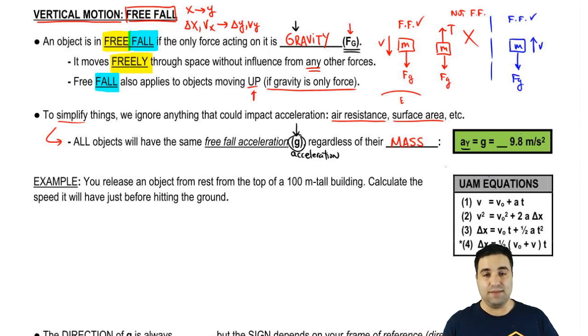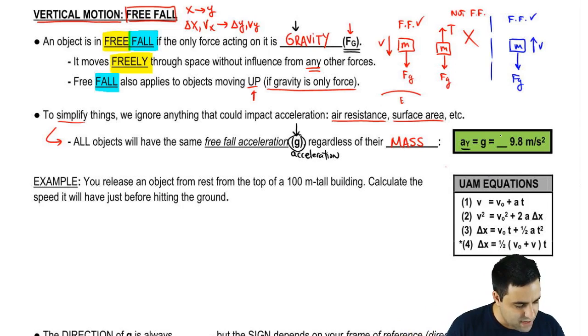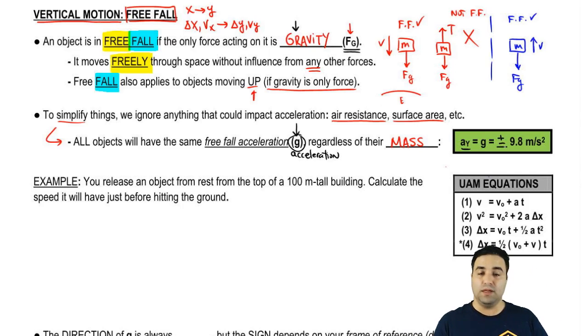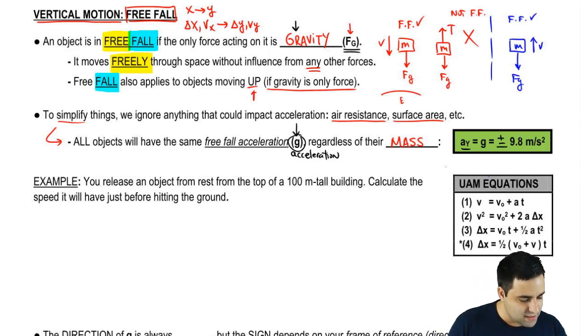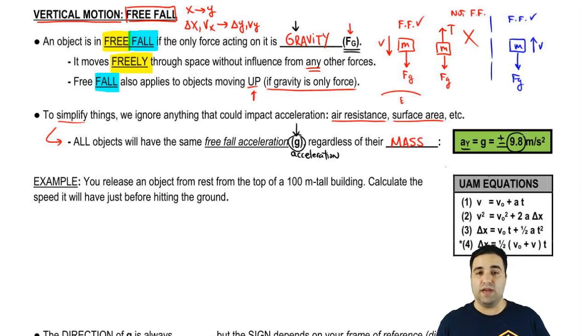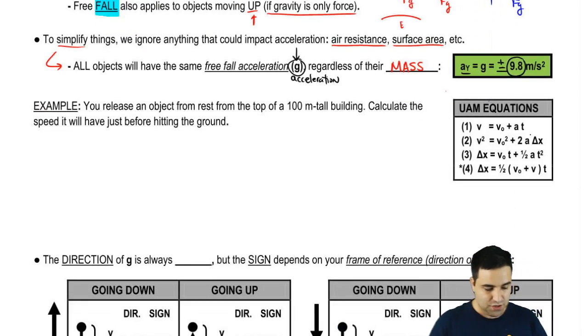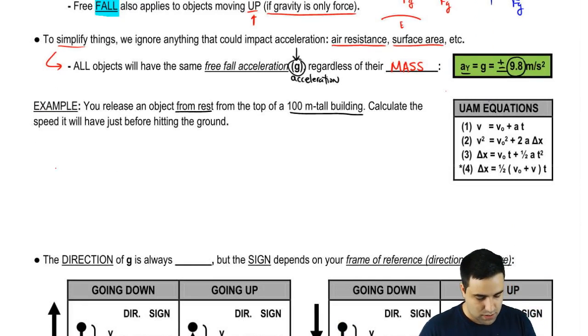Now the question is, is it 9.8 positive or negative? It depends. It could be either positive or negative, so I'm going to put a plus or minus here. g is the magnitude of the acceleration due to gravity, 9.8. Depending on the situation, it's going to be 9.8 positive or negative, because if you remember, positive or negative in physics only has to do with direction. So you could think of g as being always 9.8, that's the number, but you might have to stick a negative in front of it depending on the direction, okay? So let's do an example real quick and see how that works. It says here you release an object from rest from the top of a 100-meter tall building. So here's the building.